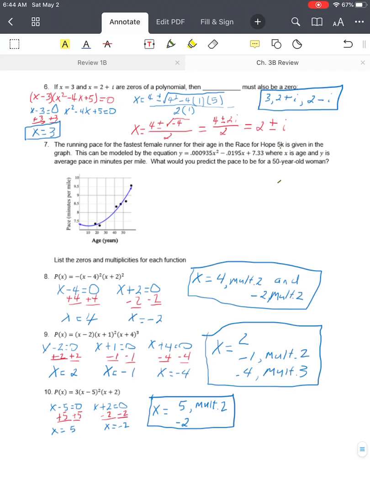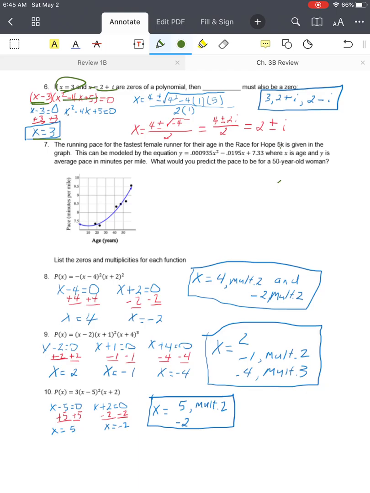Number 6. On this one, if x equals 3 and x equals 2 plus i are zeros of a polynomial, then what must also be a zero? Well, the way we get these two possible answers is, here is the function that we're dealing with. It's x minus 3 times x squared minus 4x plus 5. Set that function equal to 0. And the x minus 3, by the zero product property, set it equal to 0. You get 3 for one solution. That's how we get the 3 up there.